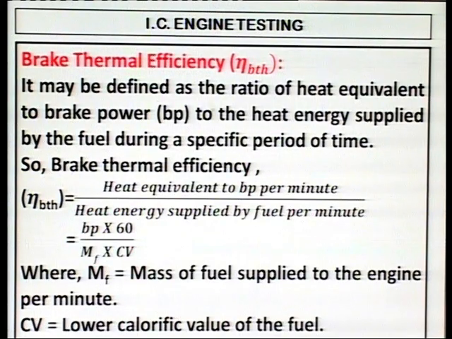Brake thermal efficiency may be defined as the ratio of the heat equivalent to the brake power, that is BP, to the heat energy supplied by the fuel during a specific period of time. So, brake thermal efficiency is equal to heat equivalent to BP per minute divided by heat energy supplied by fuel per minute, BP multiplied by 60 divided by MF multiplied by CV. Here MF is equal to mass of fuel supplied to the engine per minute, and CV is equal to lower calorific value of the fuel.